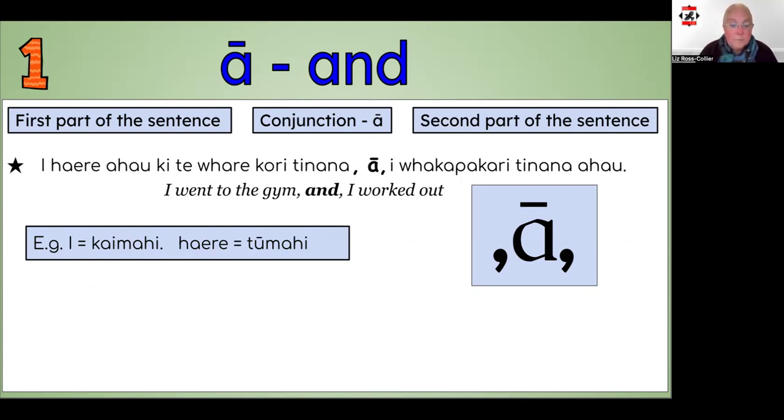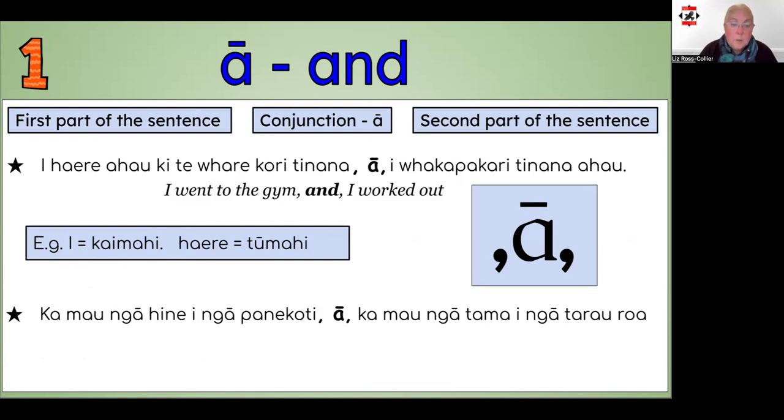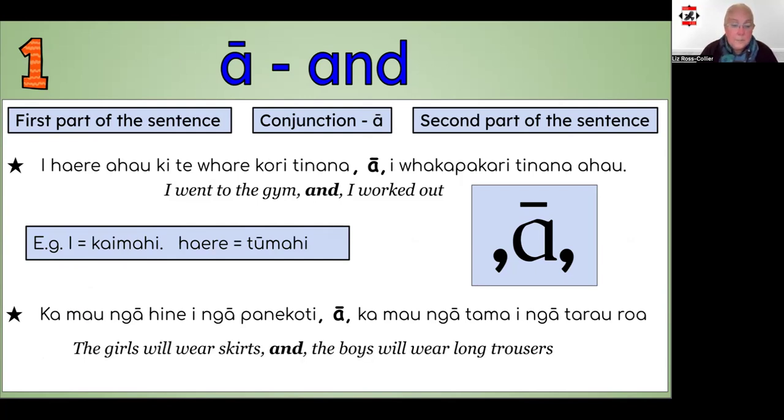Here's another example for you. Ka mau ngā hine i ngā panekoti, a ka mau ngā tama i ngā tarau roa. The girls will wear skirts and the boys will wear long trousers.